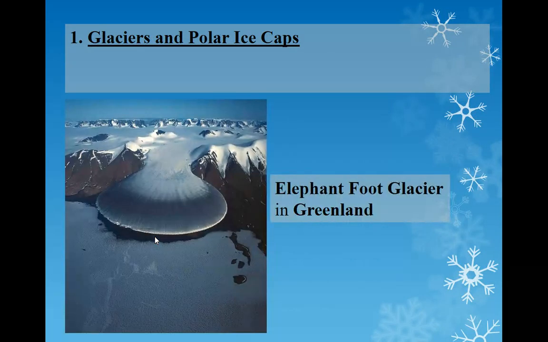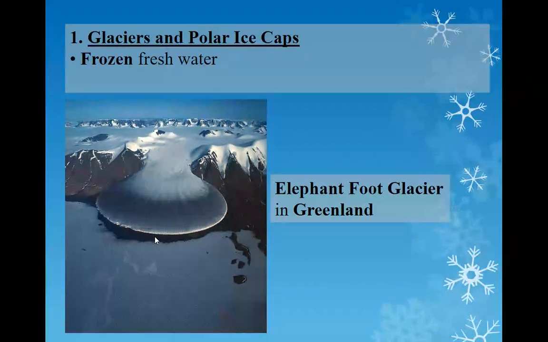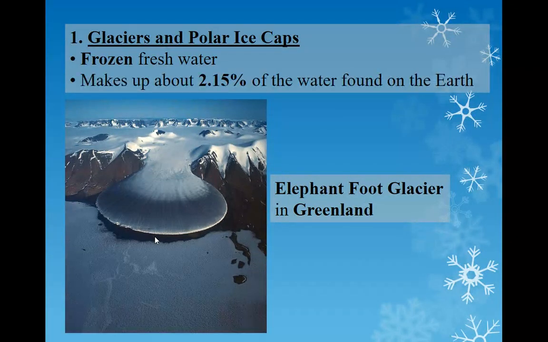The first category of fresh water is glaciers and polar ice caps. The example I've shown here is the Elephant Foot Glacier in Greenland, which is humongous. This is fresh water, except it's frozen, so it's not really accessible to us to drink. And of that fresh water amount, it makes up a good chunk of the total amount of water on Earth. So about 97% of all water on Earth is salt water, which we can't drink. And then another 2.15% is frozen water, which again, we can't drink because it's not really accessible to us.